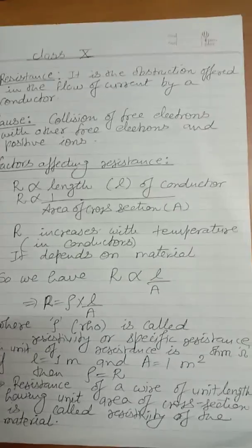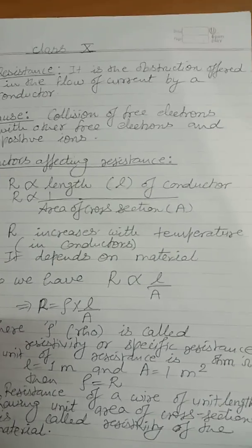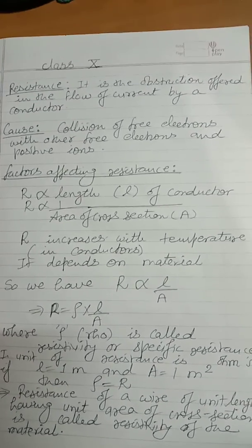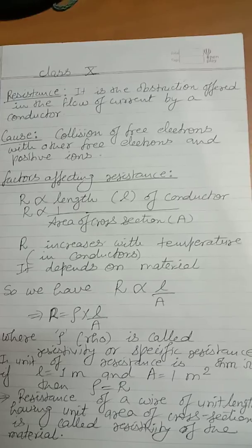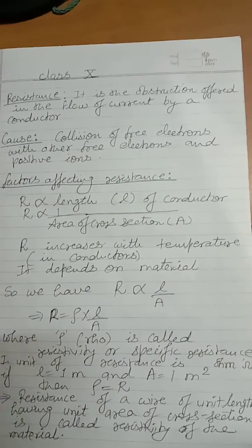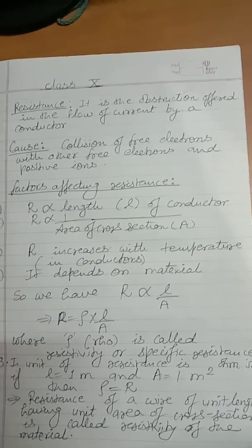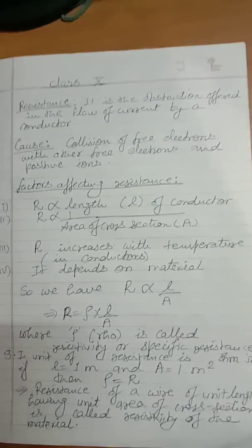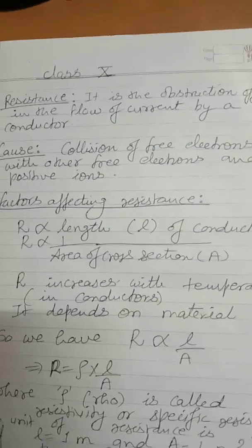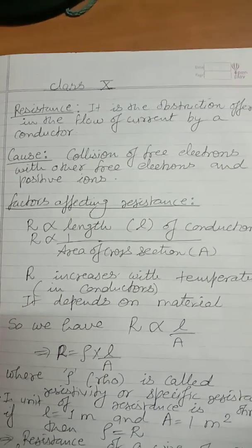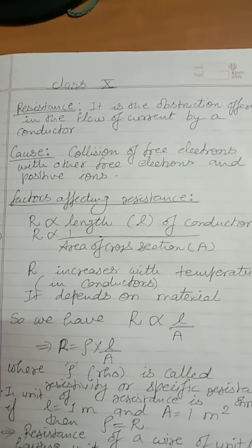Now basically if you can recall, we have done Ohm's law in the regular classes. The statement of Ohm's law says the current flowing through a conductor is directly proportional to the potential difference applied across its ends, provided the physical conditions remain the same. Now the physical conditions include the length of the wire, material of the wire, area of cross section of the wire and temperature of the wire.